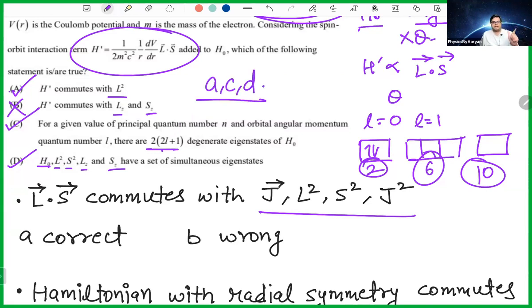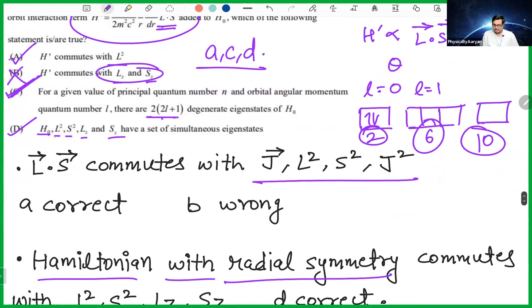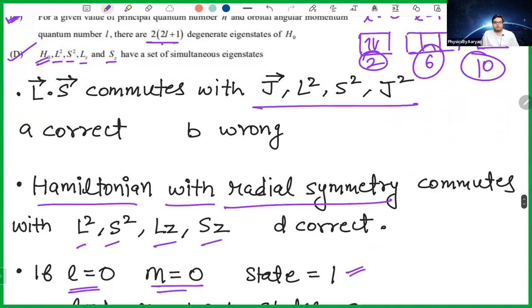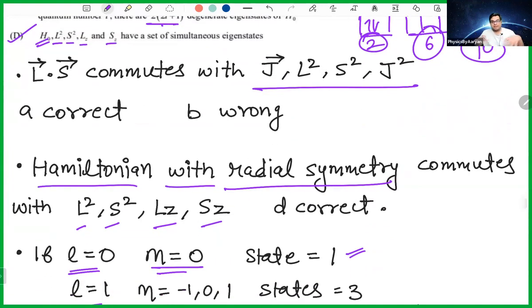Why A? Because H dash, which is L dot S, commutes with these parameters. This is general knowledge of atomic physics, and any Hamiltonian which is just a function of radius is going to commute with L square, S square, LZ, SZ. Commute basically means you can have the same eigenstates. You can measure both of them at the same time. So whenever two operators commute, they have the same eigenstates. They can be measured together. Their uncertainty product is 0. So these are some of the things you should know.